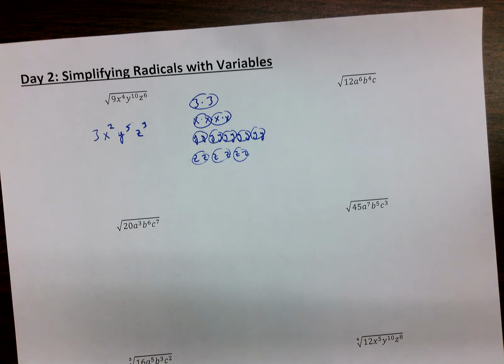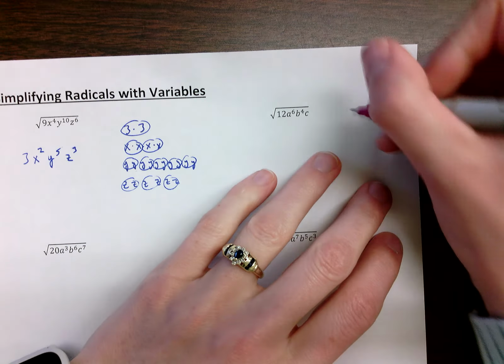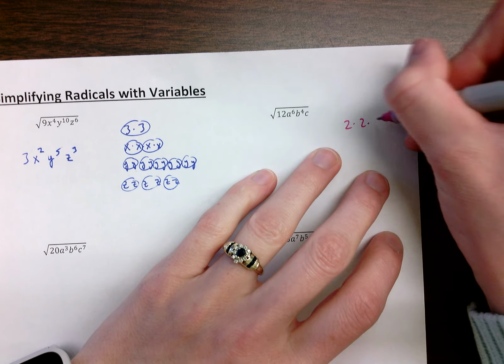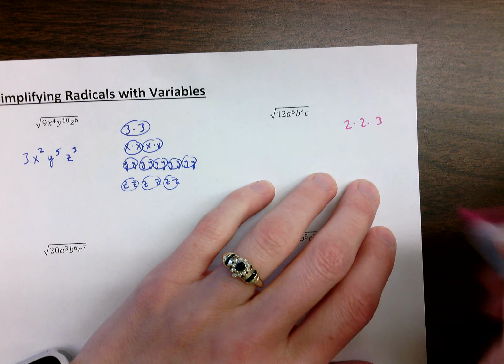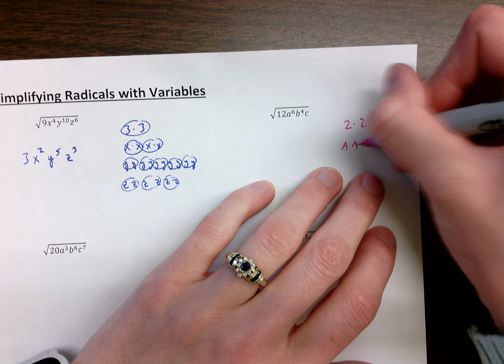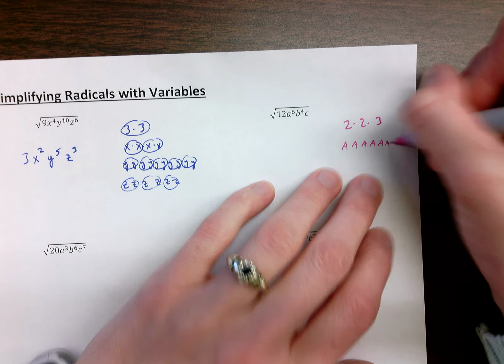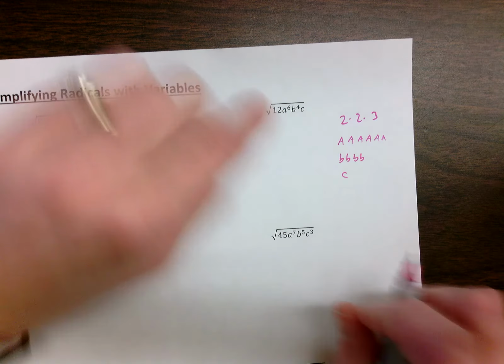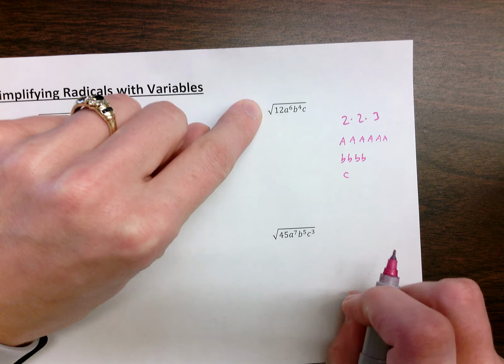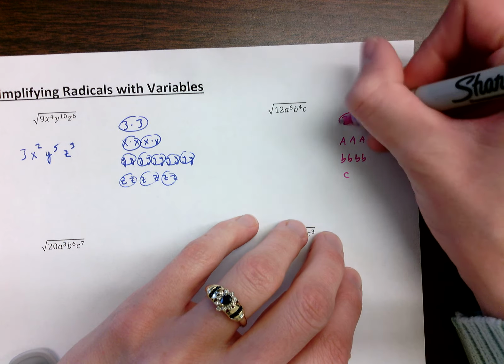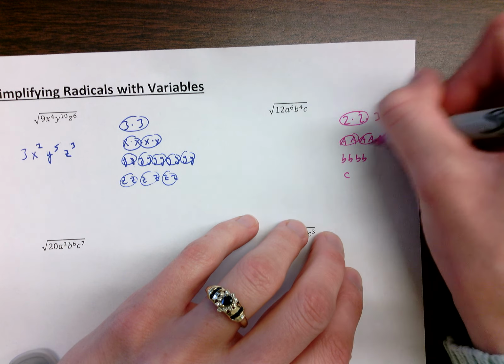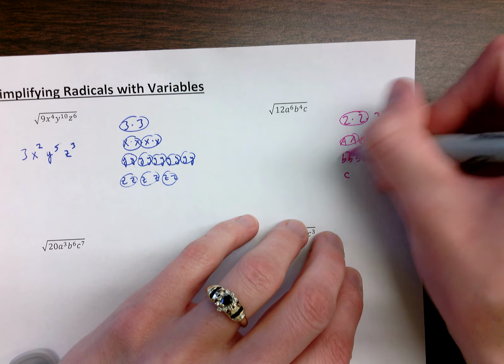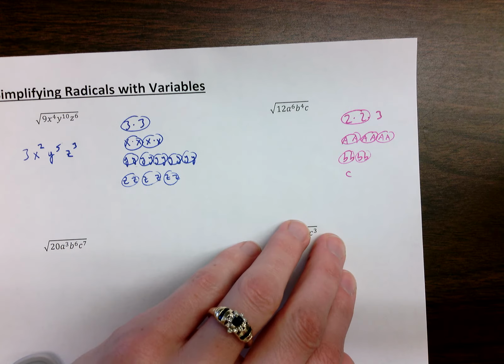So let's take a look at this guy, and we'll do it the long way again. So 12, the prime factorization would be 2 times 2 times 3. Just a little birthday cake in my head. I've got 6 A's, and then I've got 4 B's, and then 1 C. The index number is invisible, ergo it's a 2, so I'm looking for pairs. So a pair of 2's, 3 pairs of A's, 2 pairs of B's, no pairs of C's.